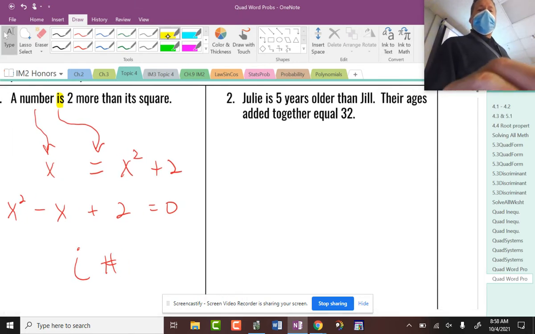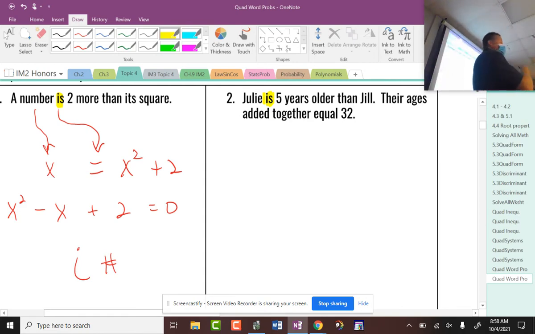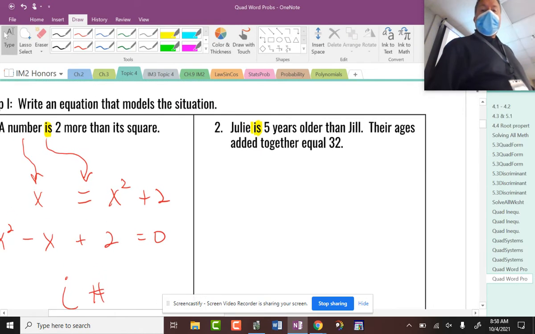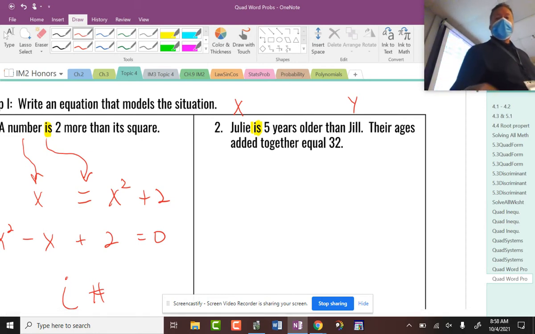Hey, what does the word "is" mean? Is means what? Equal. So we could do this. I don't like that it's Julie and Jill because it's 2 J's. So I'll call Julie x and Jill y. I did not do this with the other problem. We just figured out what the situation was. But we could do this.